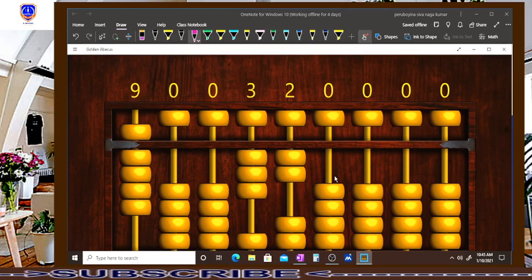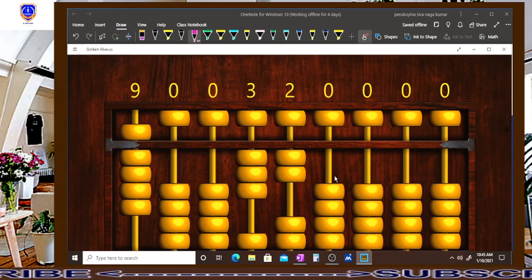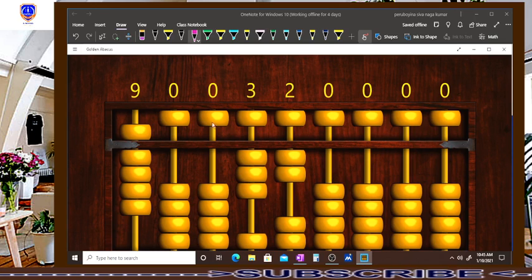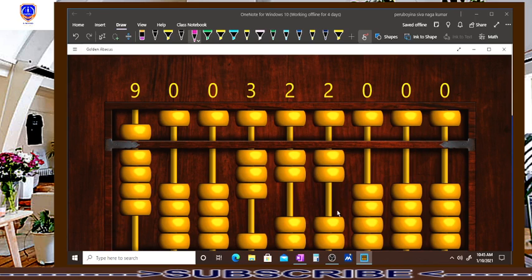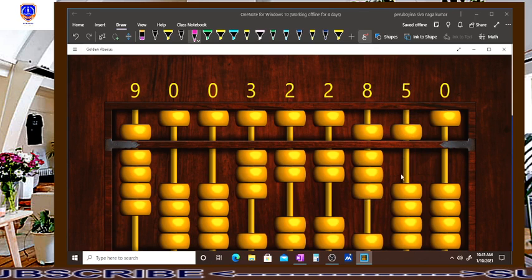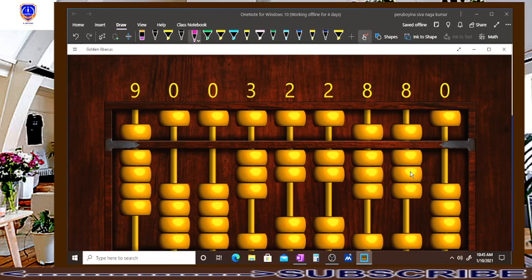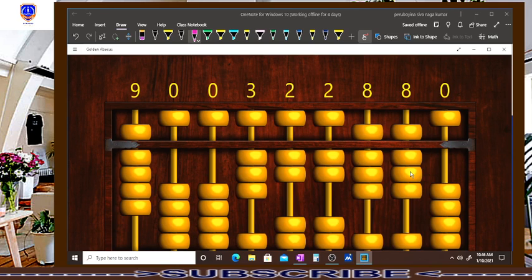Now we are going to do multiplication of 32 with 9. So the product is 9 times 32. 9 threes are 27, so 2 here, 7 here, 27, and 9 twos are 18. So 1, 8. So this is 288. Fine. Next, find the GCD of 9 and 32.